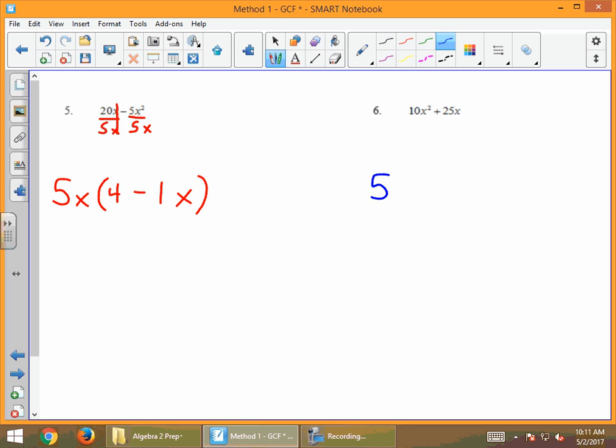Cool. Do they both share a variable? No? Moving on. Oh, it is yes. What is it? They're both x's. What is the smallest of those x's? Just 1 x. There it is. So I'm going to divide each term by 5x.